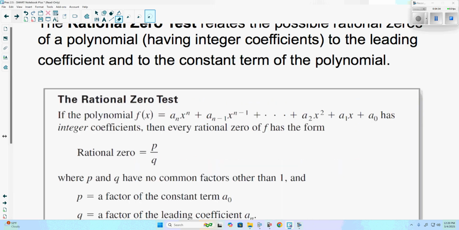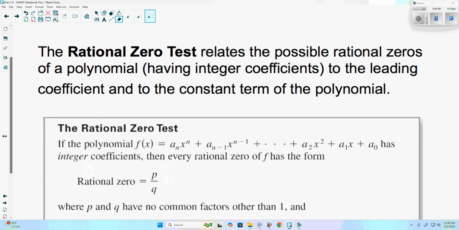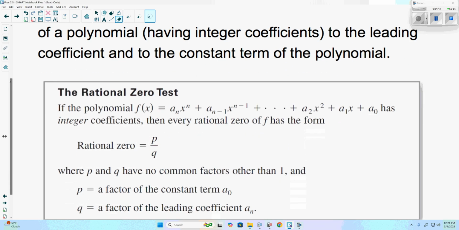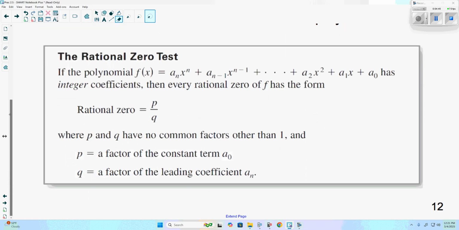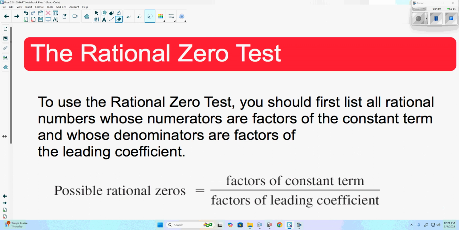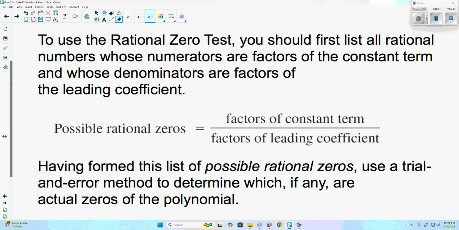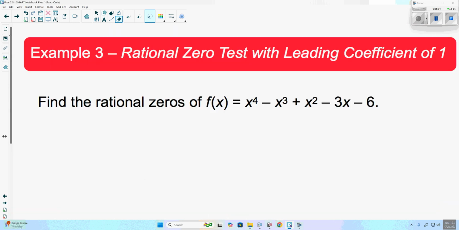Rational zeros. The rational zeros test relates the possible rational zeros of a polynomial function to the leading coefficient and the constant term. So we take all the factors of the constant term, the number without a variable, and divide it by all the factors of the leading coefficient, the number in front of the variable at the biggest exponent. And that will tell us the possible rational zeros. That's pretty much what that just says.